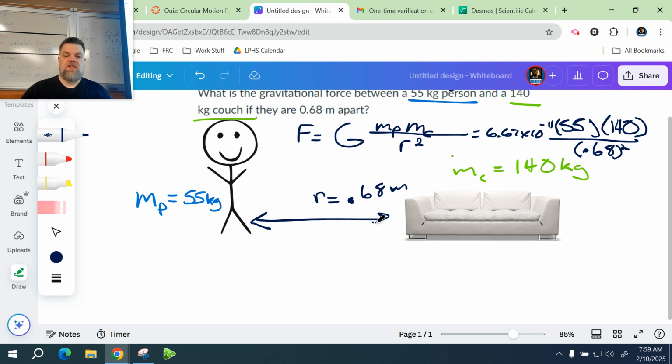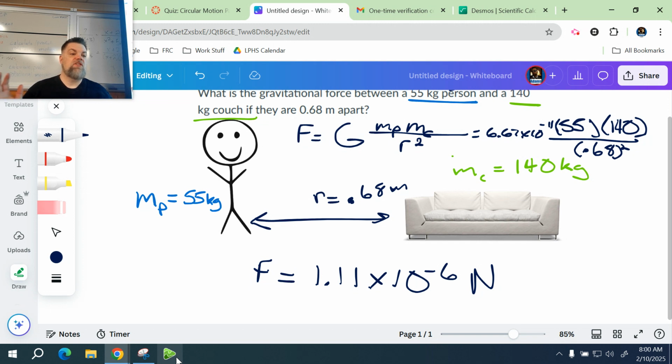So the final answer is the gravitational force between the two of them is about 1.11 times 10 to the negative 6 newtons. Now that's a very small number. That means it's a decimal with 5 zeros and then 111. So that's much smaller than Earth's gravitational force. If you take this person and this couch and you put them up in space, eventually they'll start to drift towards each other.